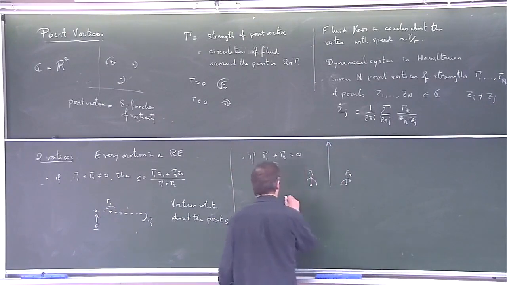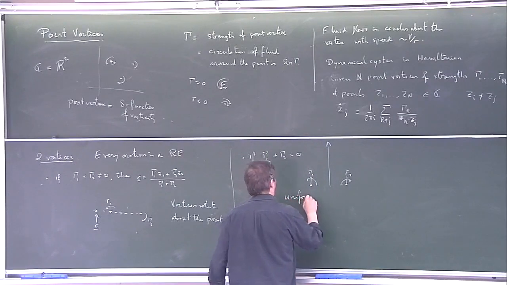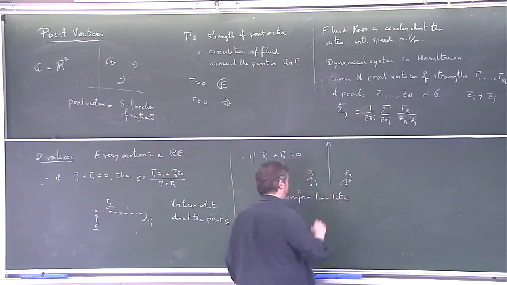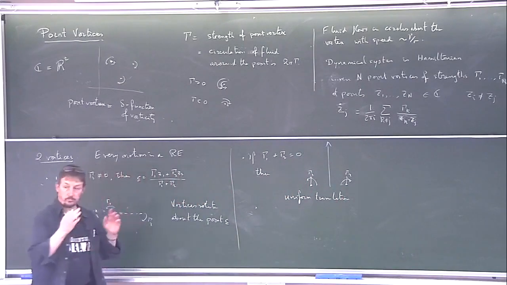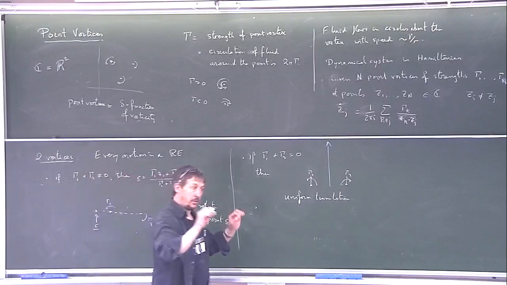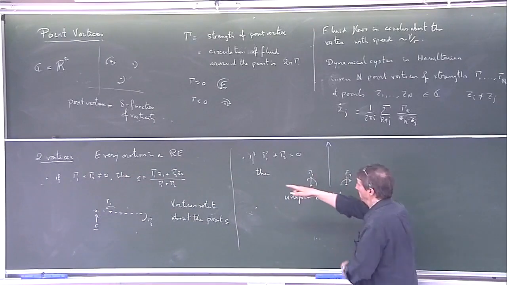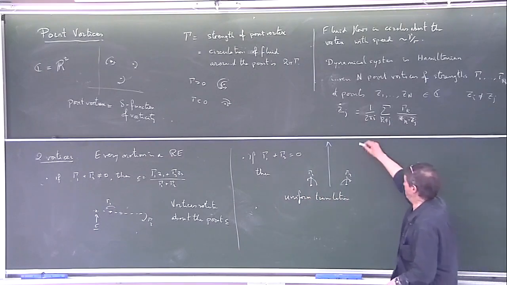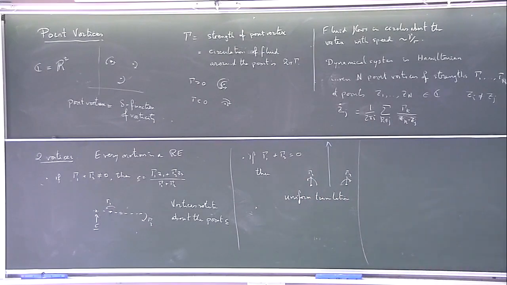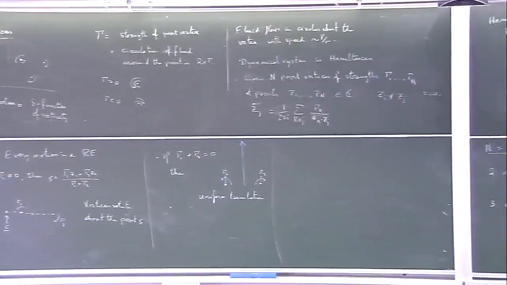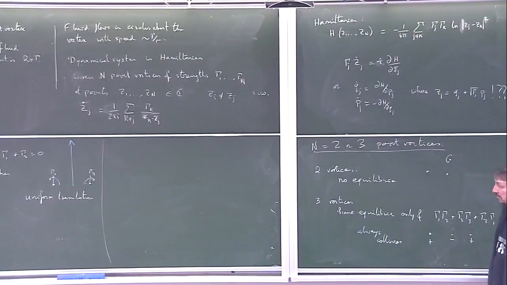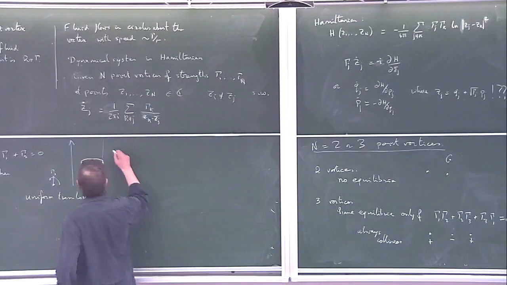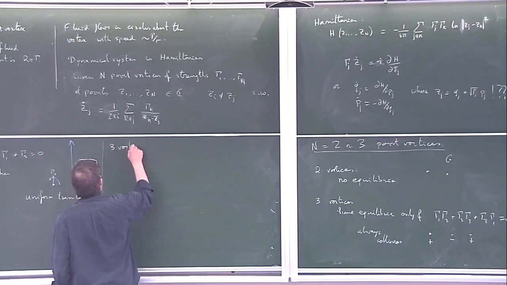Perpendicular to the line joining the two. So whenever gamma 1 and gamma 2 add to 0, that means we understand two-vortex motion just geometrically. You can just analyze that. It's easy to check what I've said there. Three vortices is more interesting.